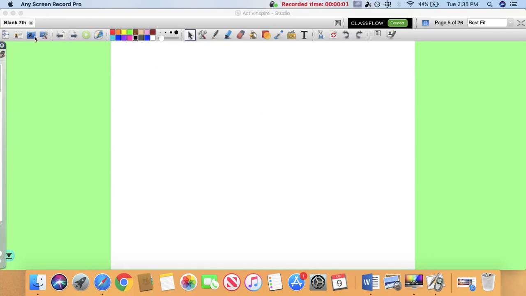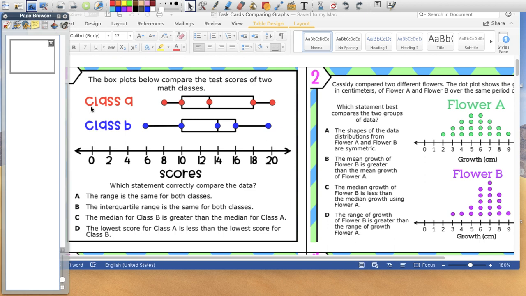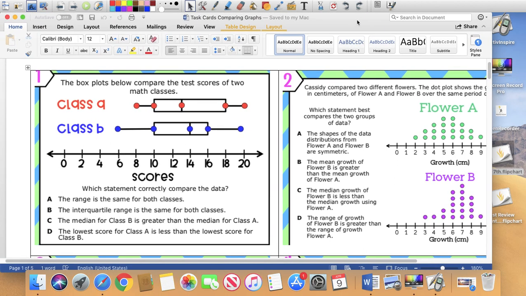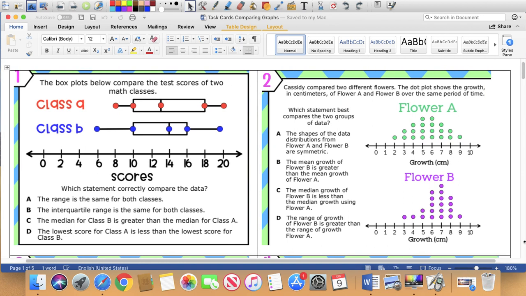This is, we're doing these. All right, so we're comparing, and let me just make this a little bigger. Can I? Yeah, I can.